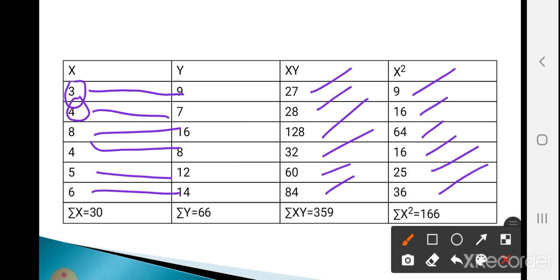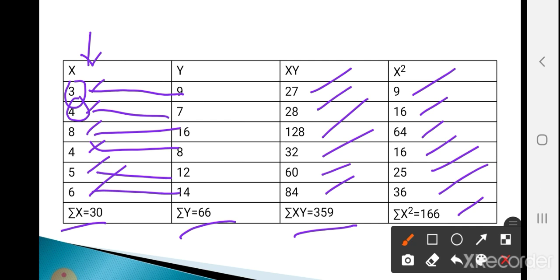So what is summation x? Here the column is x, so summation x is 30, that is 3 plus 4 plus 8 plus 4 plus 5 plus 6. Then summation y is 66, summation xy is 359 and summation x square is 166. So first calculate x bar, then y bar and then byx.